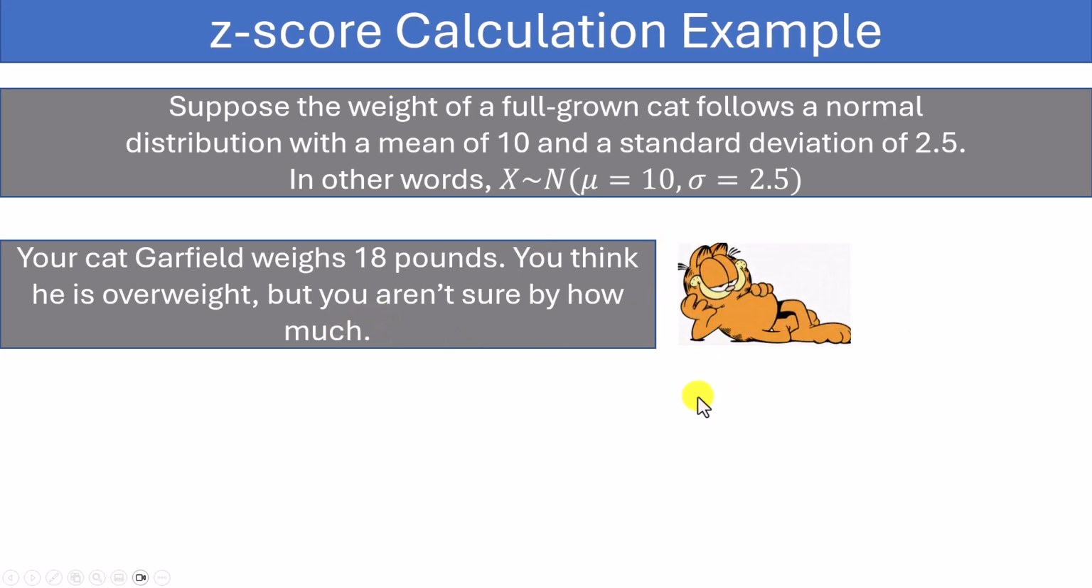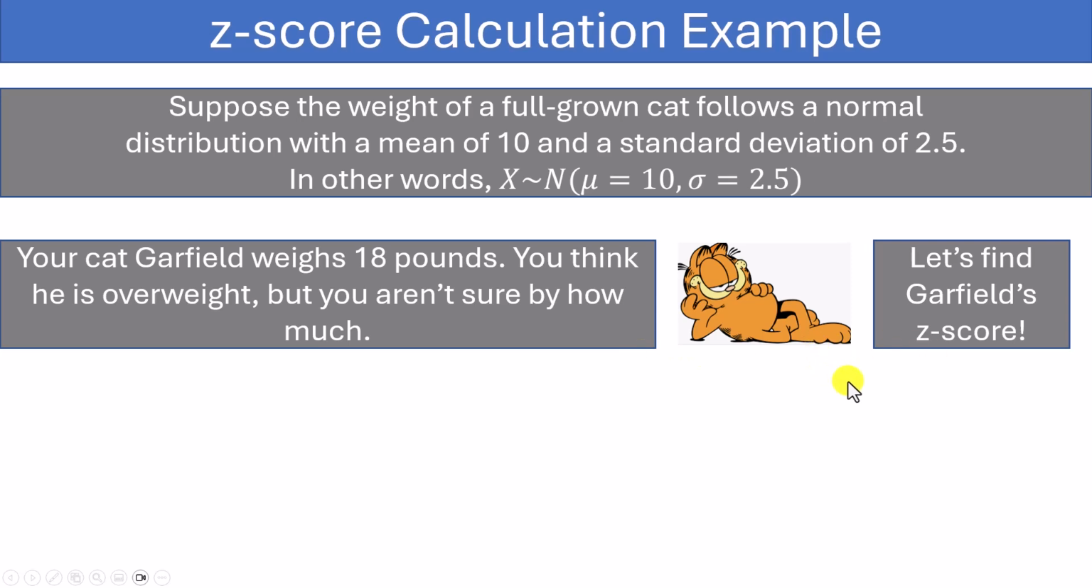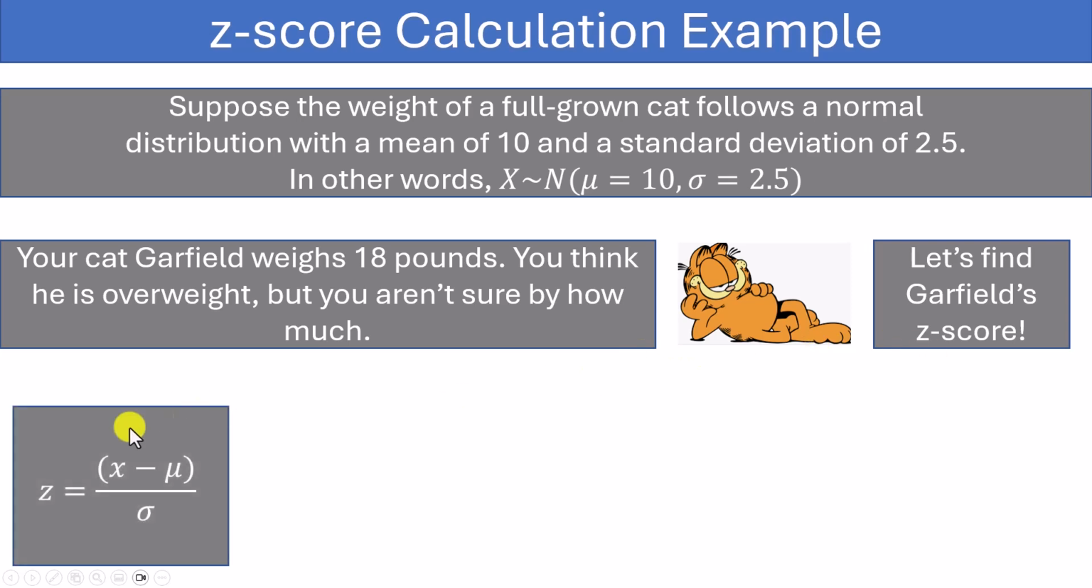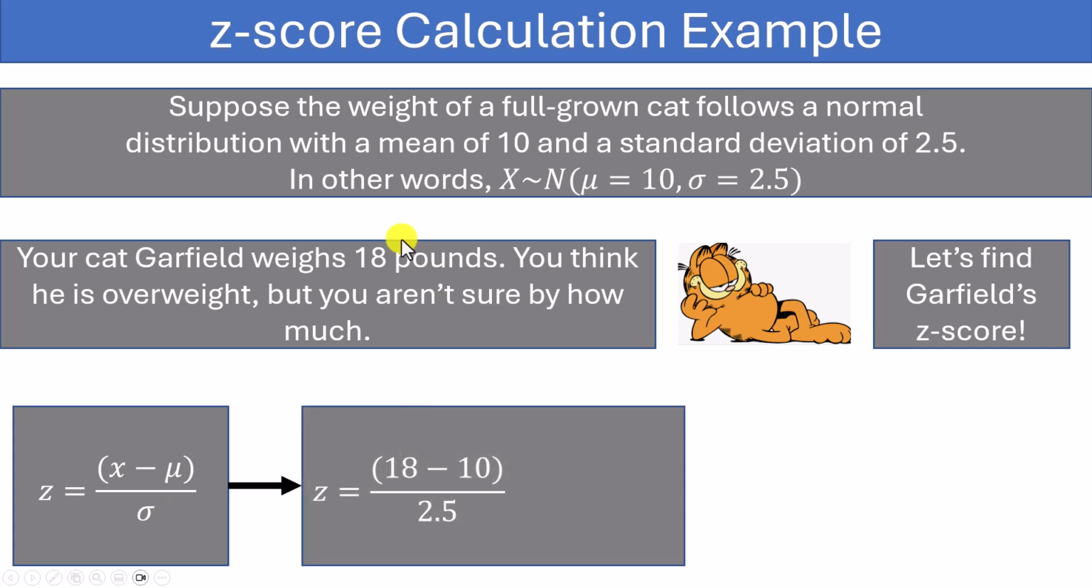Maybe you've met him. And so let's go ahead and find Garfield's z-score. To find the z-score, we can use the z-score formula. The z-score formula says to take our raw score, or in this case, the weight of our cat, subtract the mean weight of all cats, and then divide by the standard deviation. We have 18, which is the weight of Garfield. We subtract the mean, which is 10, and divide by the standard deviation of 2.5. 8 divided by 2.5 is equal to 3.2.